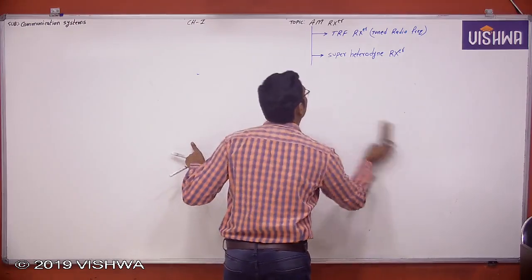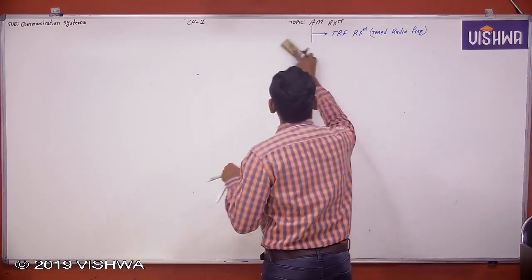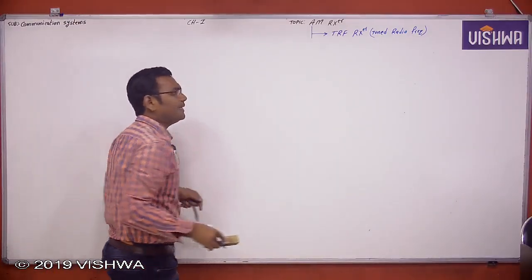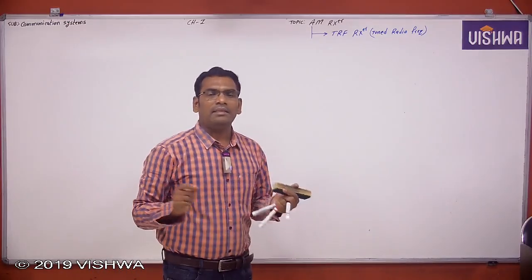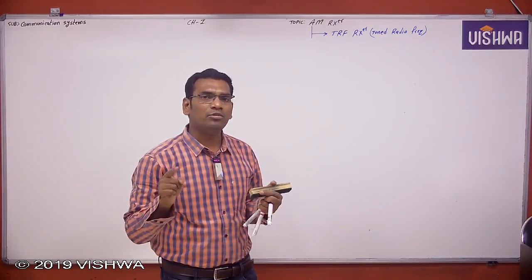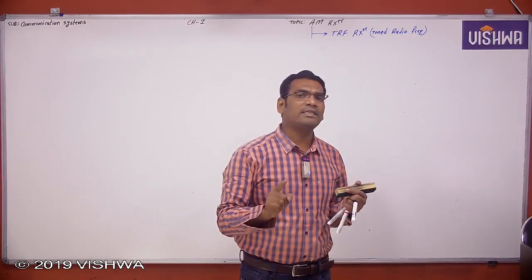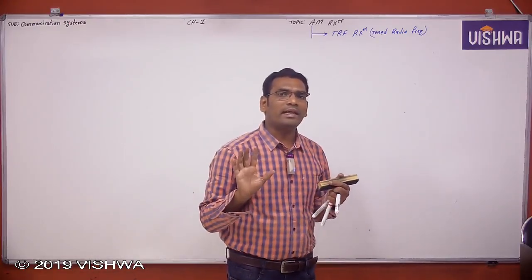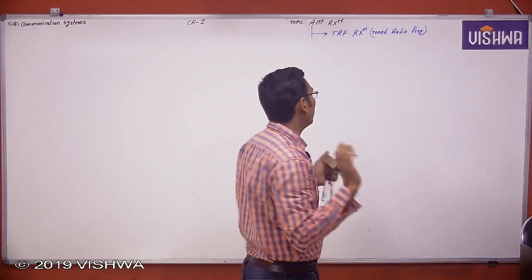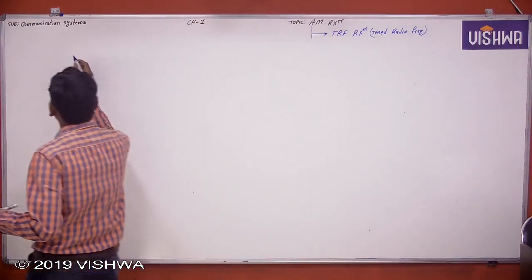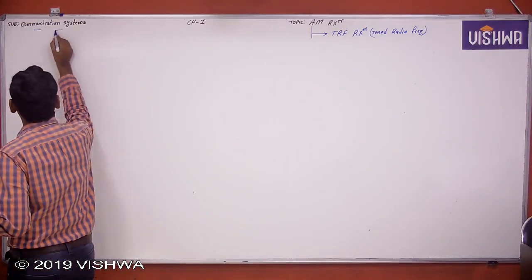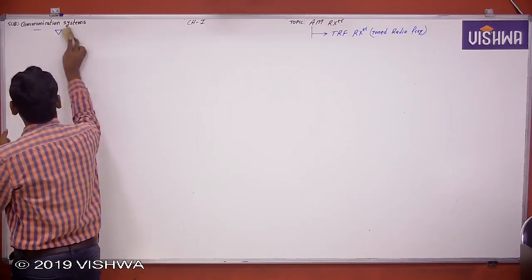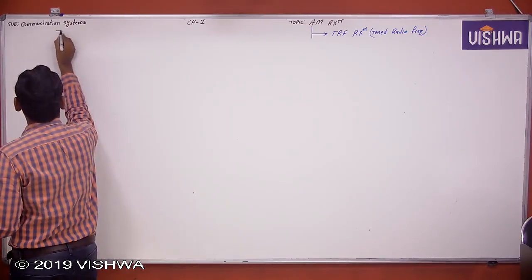Now first we will see the TRF receiver, the tuned radio frequency receiver. First, what is the principle? The operation principle is important. In the TRF receiver, listen, the principle is that the incoming signal is passed through several amplifier stages, then goes for demodulation. The incoming signal is a modulated signal.